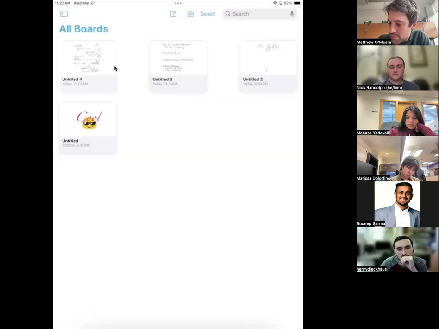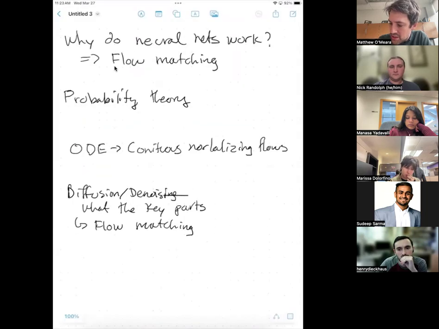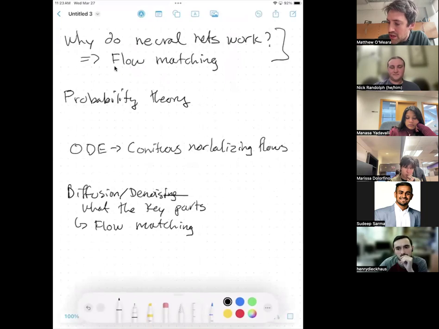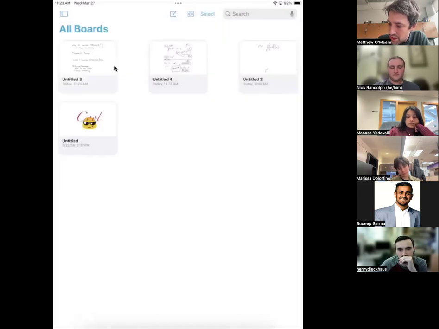Okay, so to get back to what we're talking about, this is why neural networks work. To get towards flow matching, I want to talk a little bit about continuous normalizing flows and ODEs. Okay, so let's try a new board.